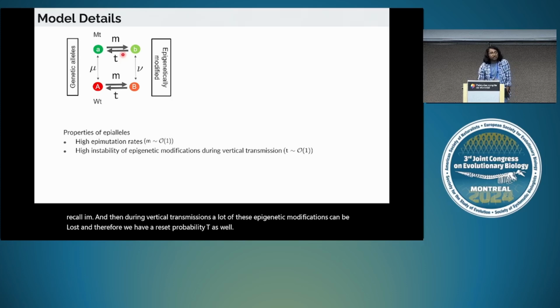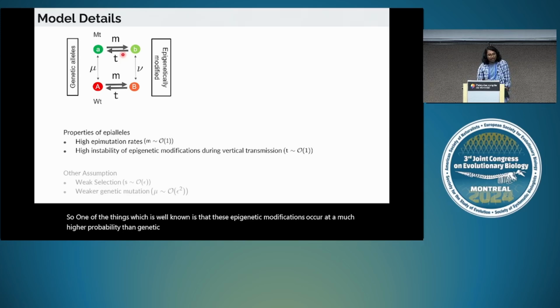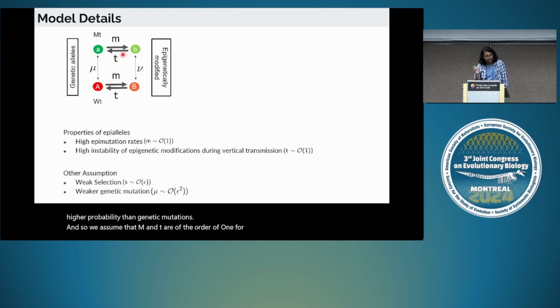One of the things which is well known is that these epigenetic modifications occur at a much higher probability than genetic mutations. And so we assume that m and t are of the order of 1, for some technical details. And then we assume that selection is weak and genetic mutations are also much weaker.